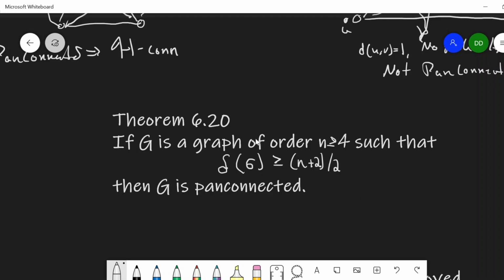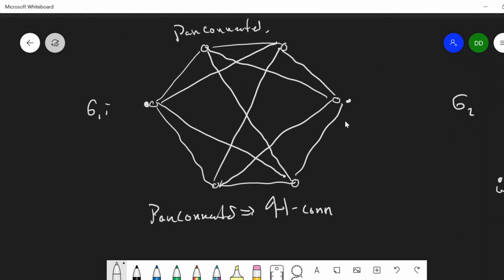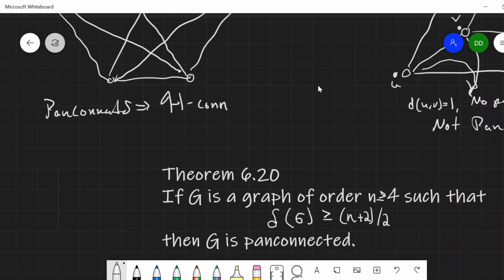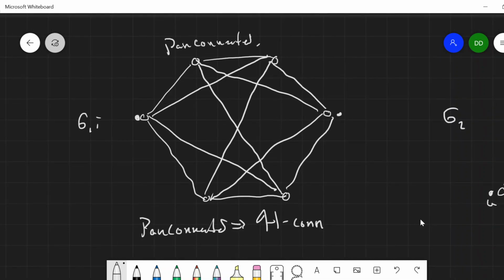So this is a nice result to guarantee that the graph is pan-connected. In particular, this first graph I showed you, the order was 6. So (n+2)/2 there is 4. And you can check this is a 4-regular graph. And so it meets that condition. It's guaranteed to be pan-connected.